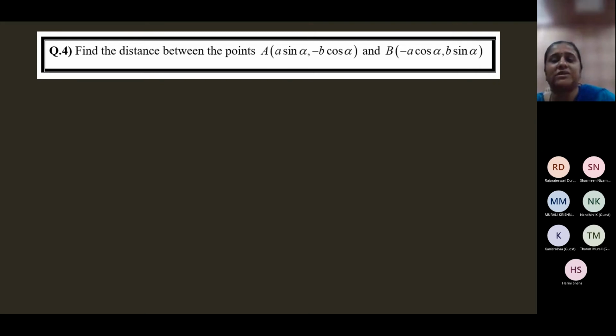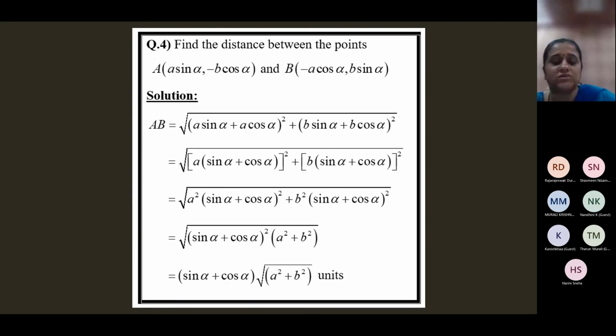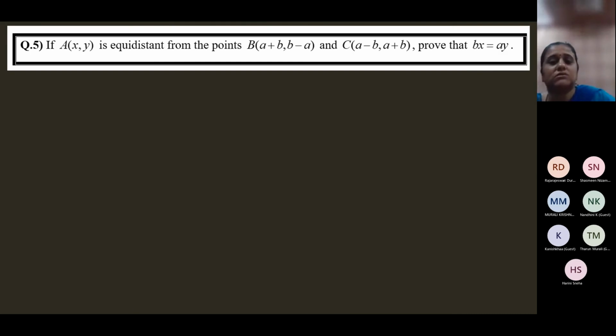Then for this one, anybody got the answer for this one? Okay, so here this is sine alpha plus cos alpha into root of A square plus B square units. And here you'll have to prove that Bx is equal to Ay.